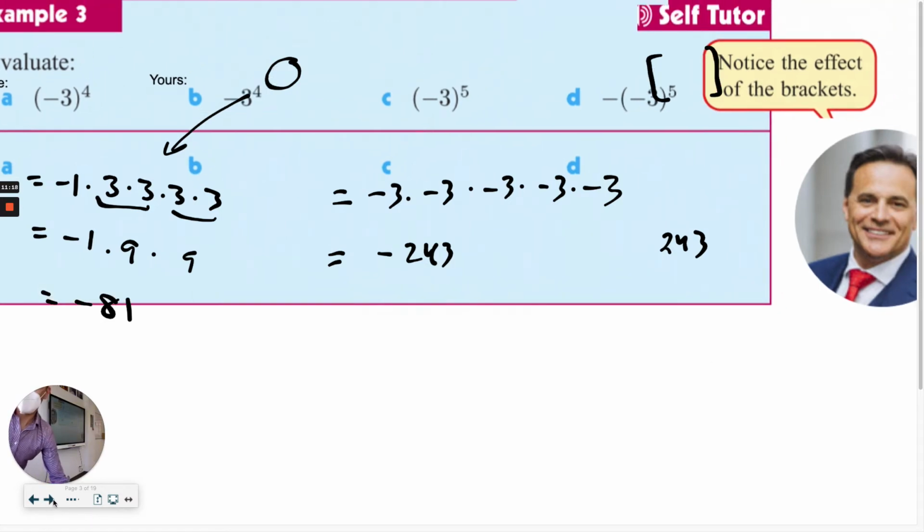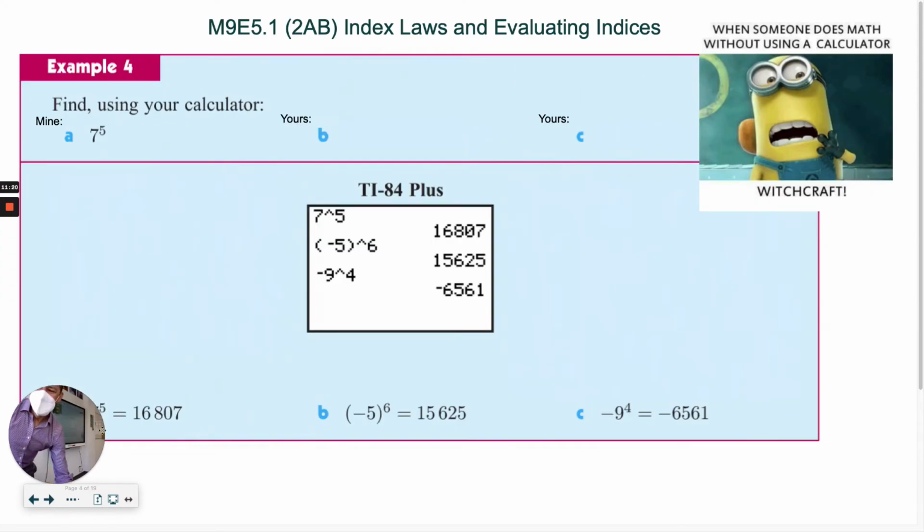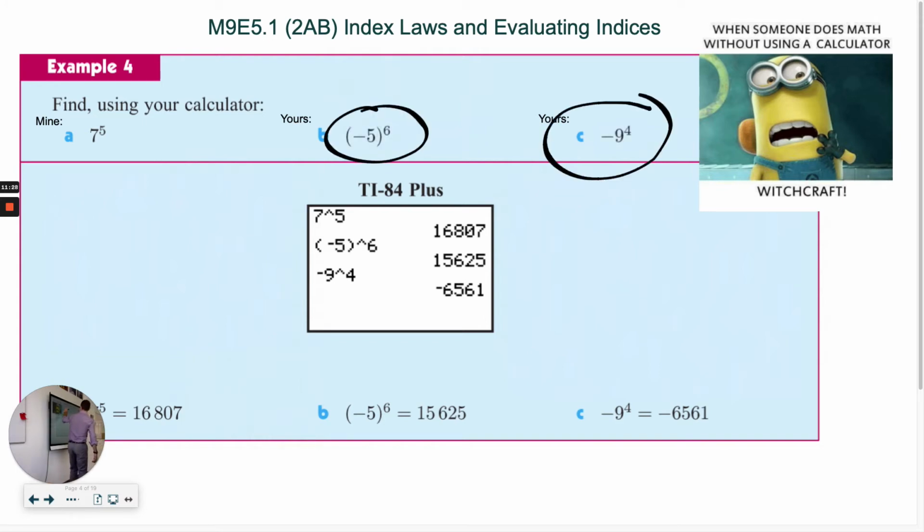I'm recording this. I probably should. All right. Try it with your calculator. Make sure you can do it. Try these two. Try that one and that one. Throw them in your calculator. Make sure you get these on the bottom. I want you to be able to check everything with your calculator.